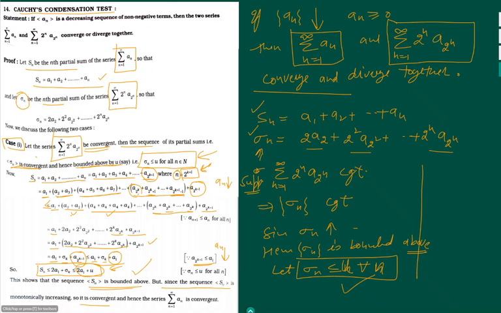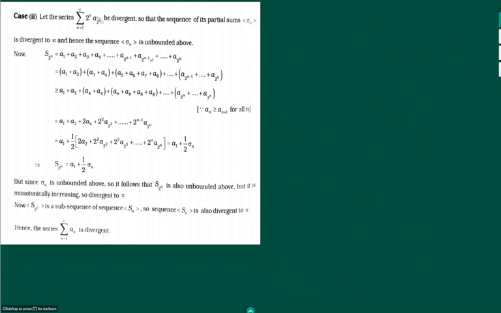So Sn is convergent, and Sn is convergent means the series Σan is convergent, because Sn is the sequence of partial sums of Σan. So we have proved that the series Σan is convergent. If this series is convergent, then this series is also convergent. We have proved. Now we will prove about the divergence. If one series diverges, suppose this series is divergent, case 2, suppose this series is divergent, then the sequence of its partial sums sigma n is also divergent.